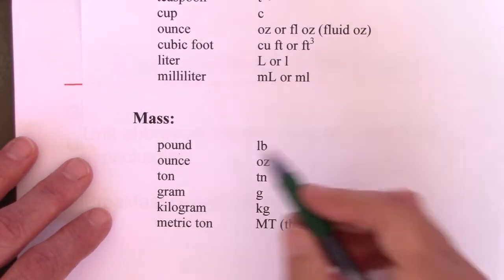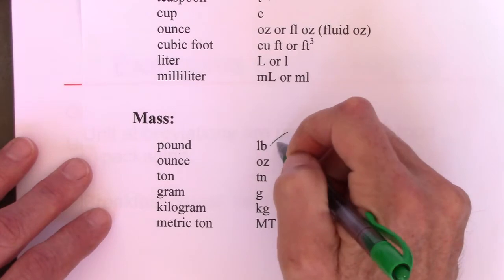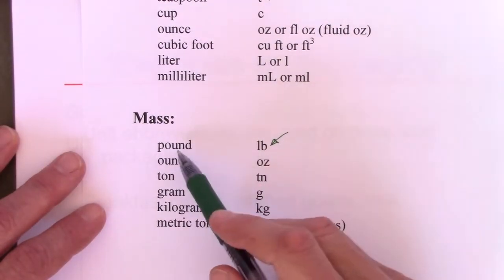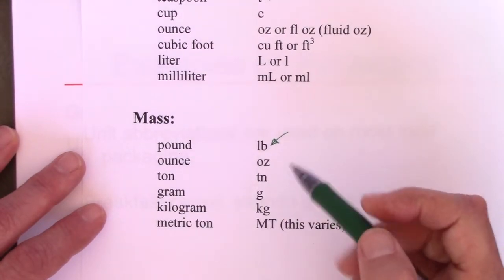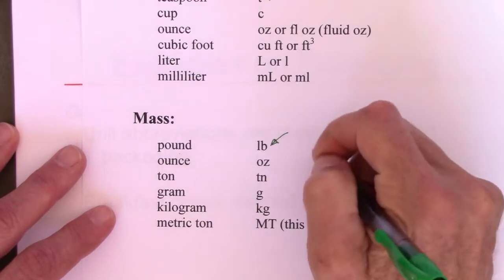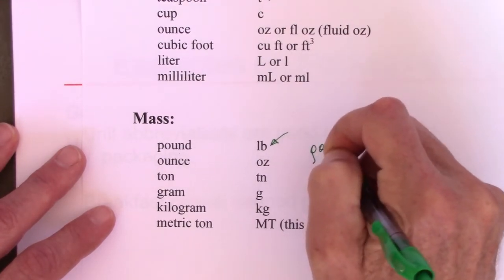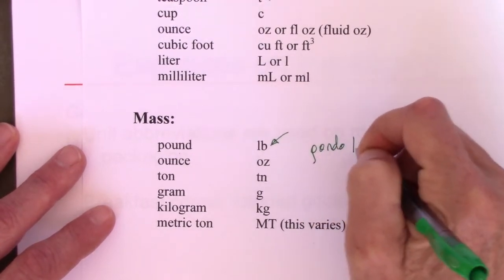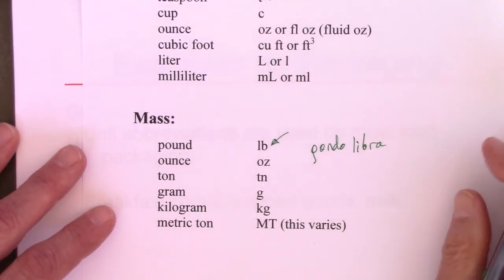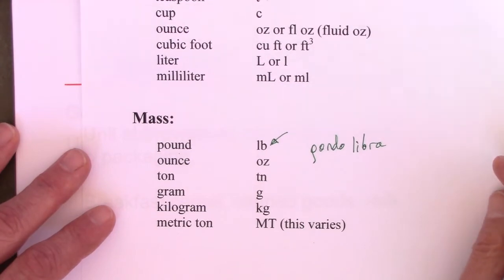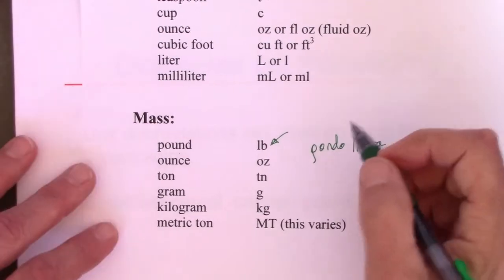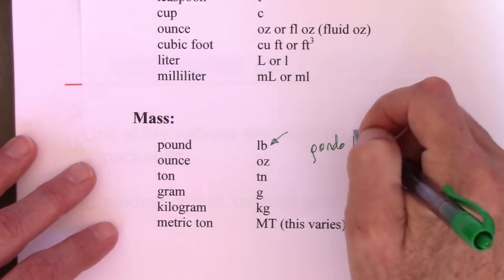And so the first one is pound, which is abbreviated LB. LB? How can that possibly be? Because there's no L in pound and there's no B in pound. How did they come up with that? Well, there's an interesting story behind that. In Roman times, the pound was called the Pondo Libra, where Libra meant scale or balance, I believe. So it's a pound in the balance, and this was abbreviated LB.